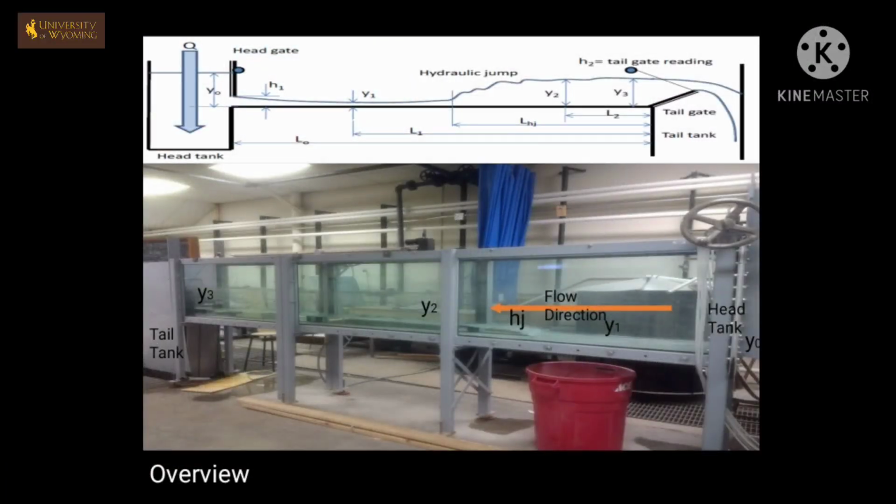This is the setup of the flume. If you mark closely, the portion which is denoted Hj is where the hydraulic jump is occurring. Y1 is where supercritical flow is occurring and Y2 is the region from where subcritical flow occurs.